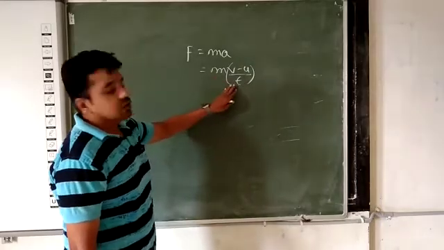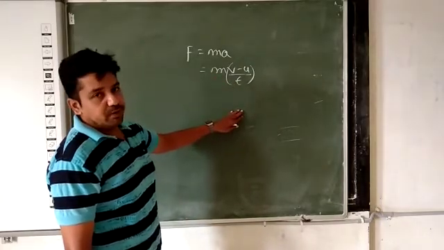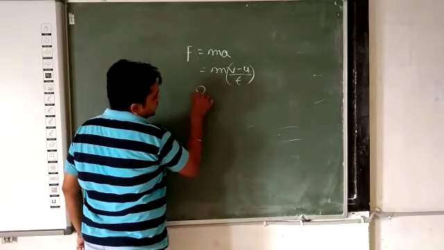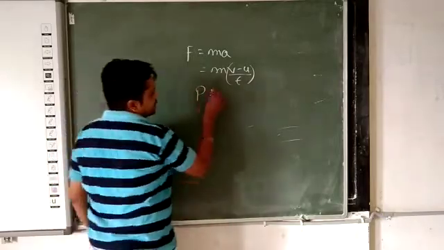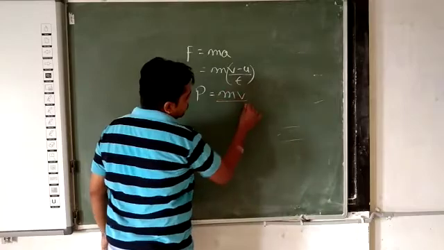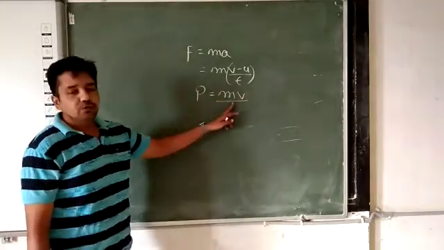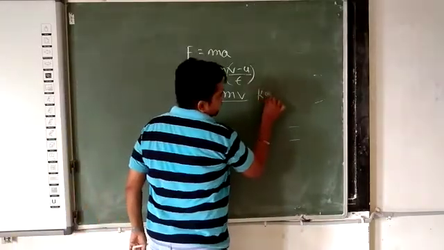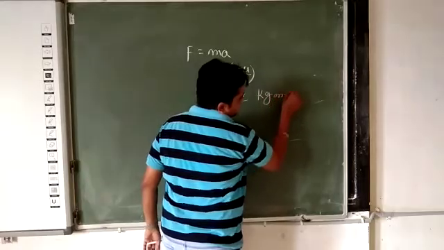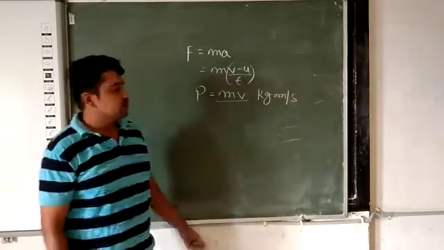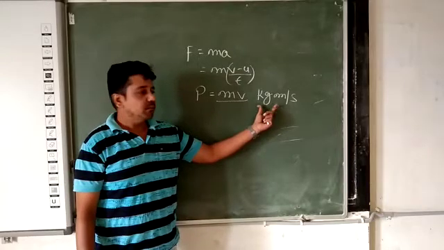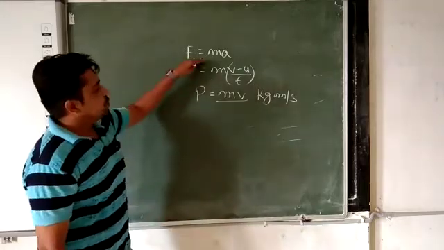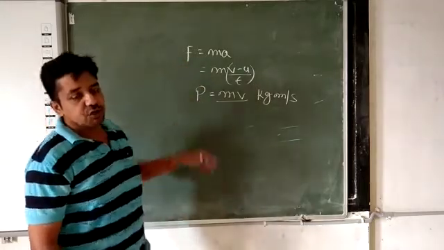We use this law in the law of conservation of momentum, and we also discuss momentum. Momentum is denoted by the symbol P, and P is equal to mass into velocity. This is the formula of momentum. The unit of mass is kilogram and the unit of velocity is meter per second, so the unit of momentum is kilogram meter per second. Is that clear? Basically we use these two formulas in the law of conservation of linear momentum.